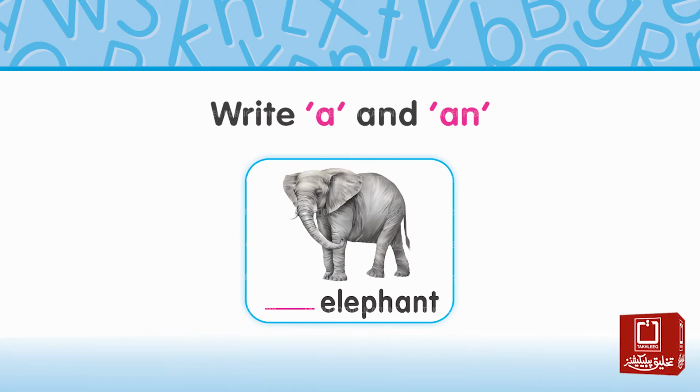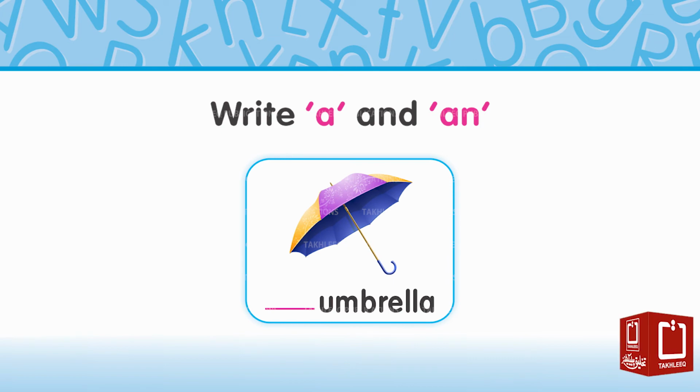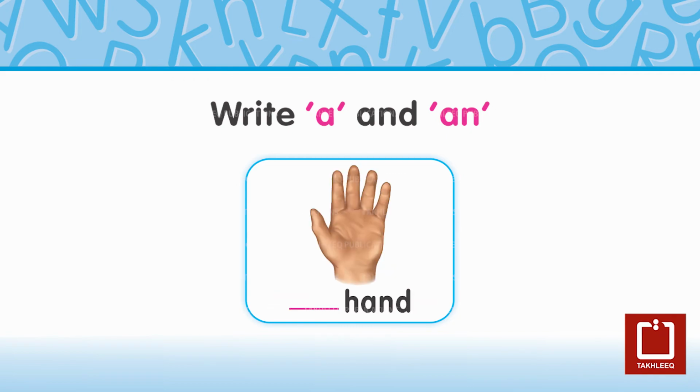Here is a word elephant. Elephant starts with vowel E, so we write here N. Here is a word umbrella. Umbrella starts with vowel U, so we write here N. Here is a word hand. Hand does not start with vowel, so we write here A.